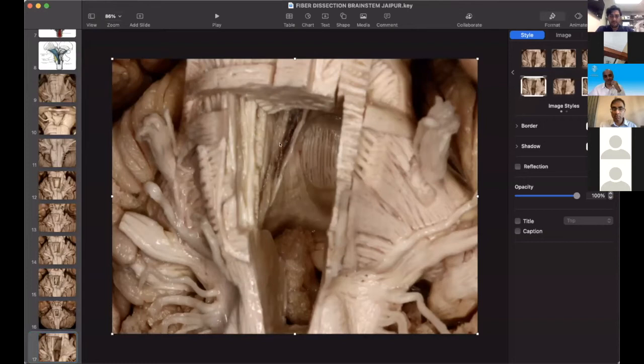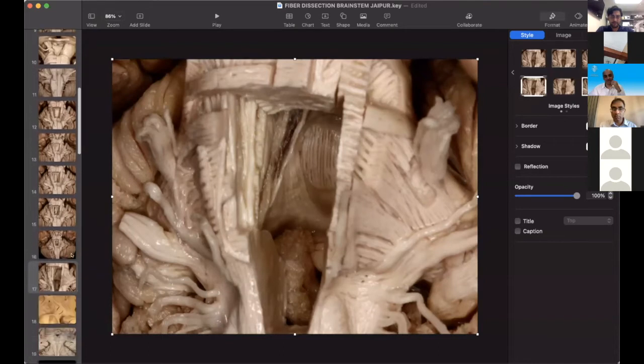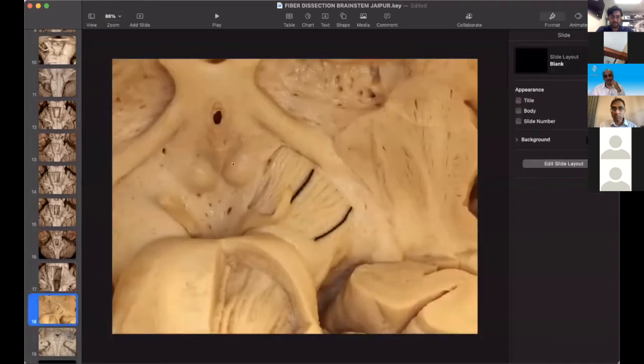This roof is formed by the superior cerebellar peduncle with the dentate nucleus here. Of course, this is not the practical view, but for understanding, it is very helpful once you know how these structures are related to each other three-dimensionally.